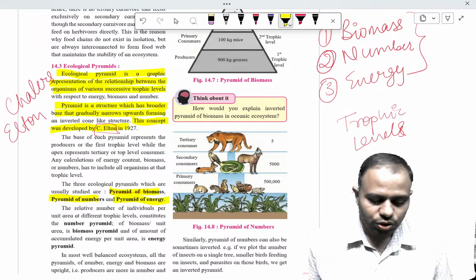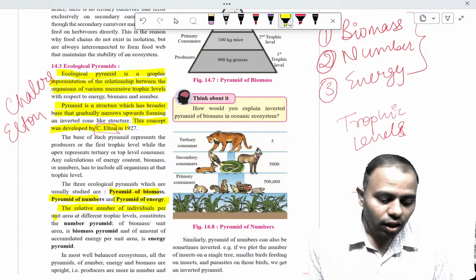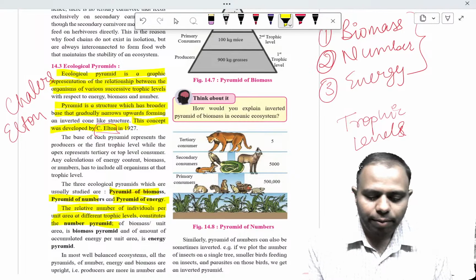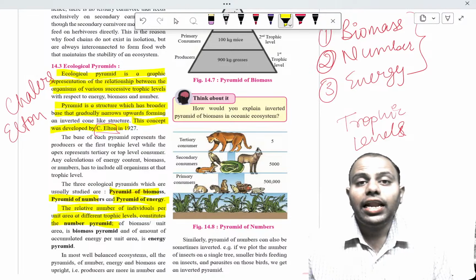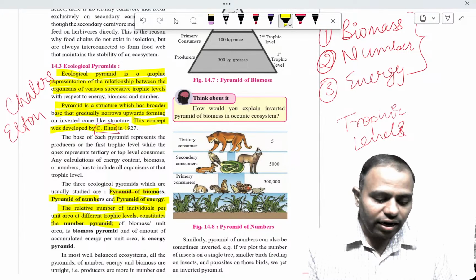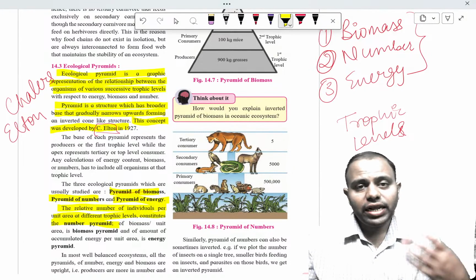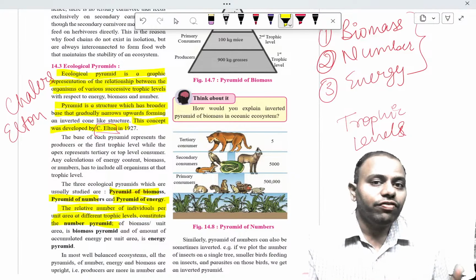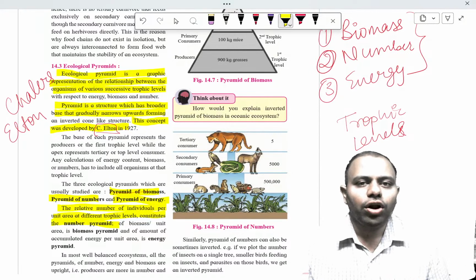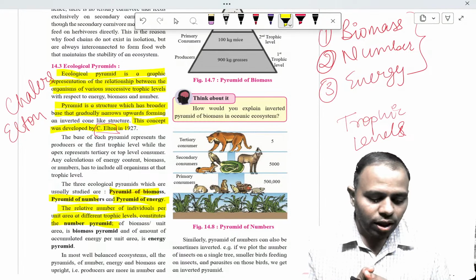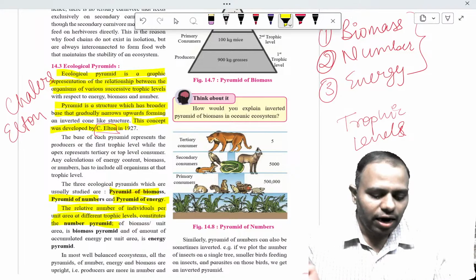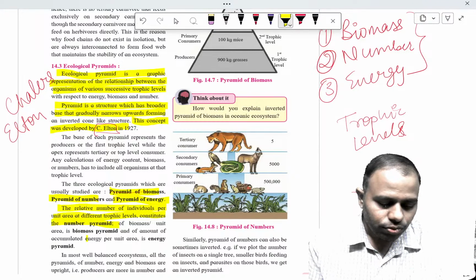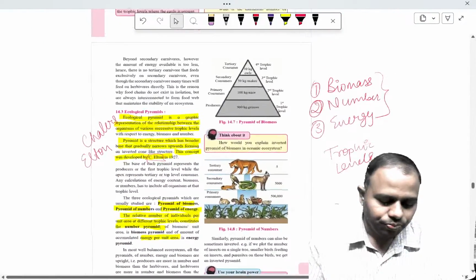The relative number of individuals per unit area at different levels constitutes a number pyramid. Whatever the number of organisms present at different levels, that represents the pyramid of number. If the dry weight of the organisms at different levels is calculated, it will be a pyramid of biomass. And if the energy is calculated, it is called the pyramid of energy. Energy is calculated as energy per unit area, remember. So we are going to see certain examples here.